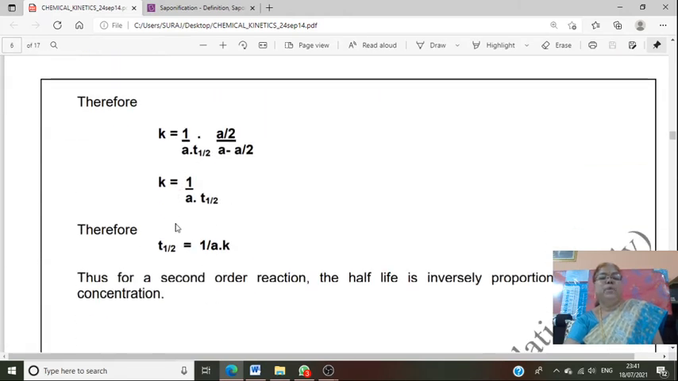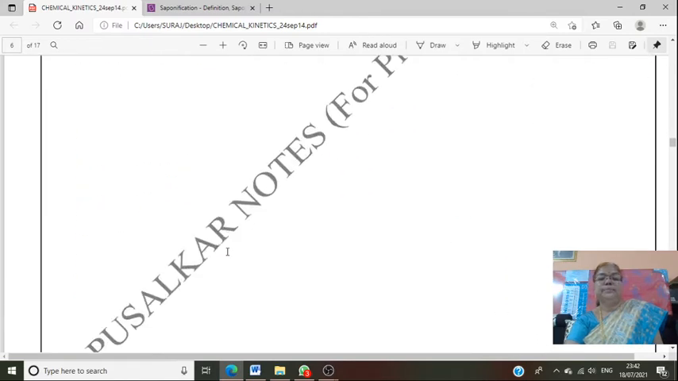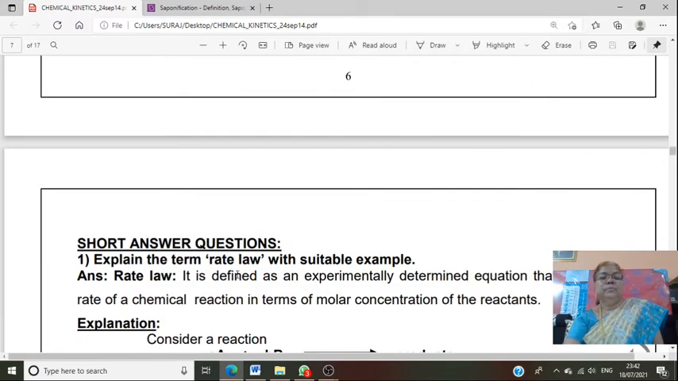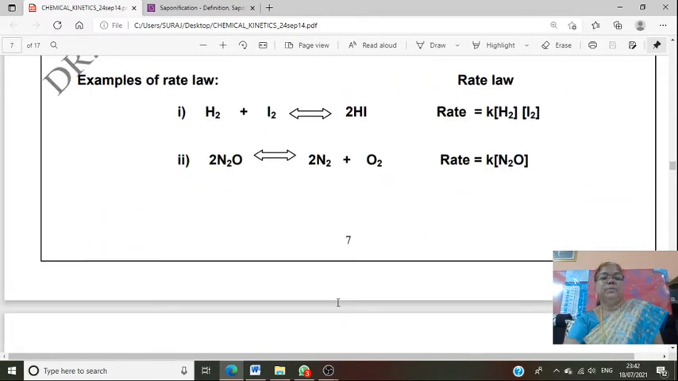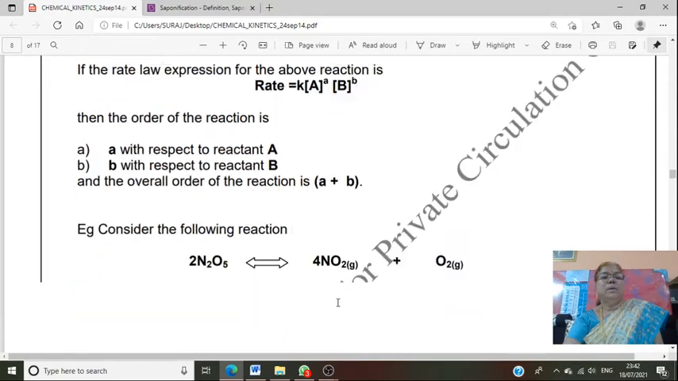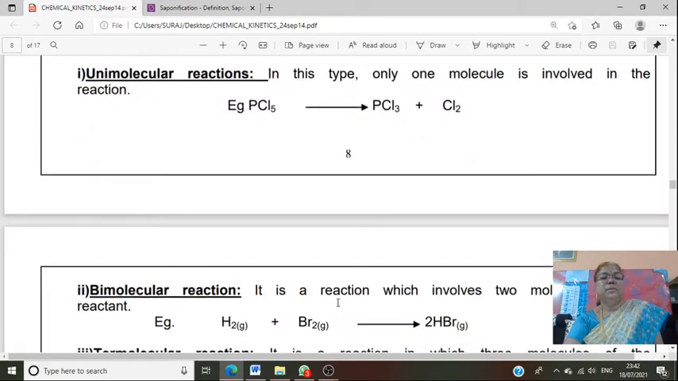And the half-life time of the second order reaction is given by 1 upon A into K, and this equation signifies that for second order reaction the half-life is inversely proportional to the initial concentration. Then these are some equations. Here we have seen this.